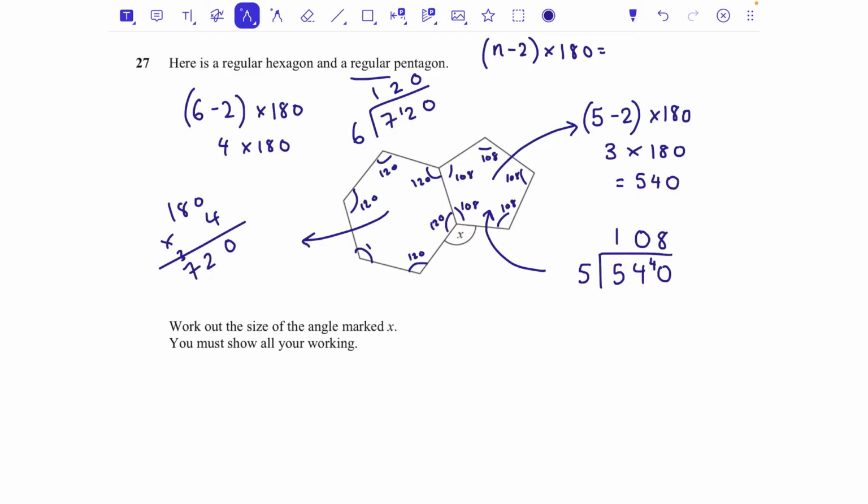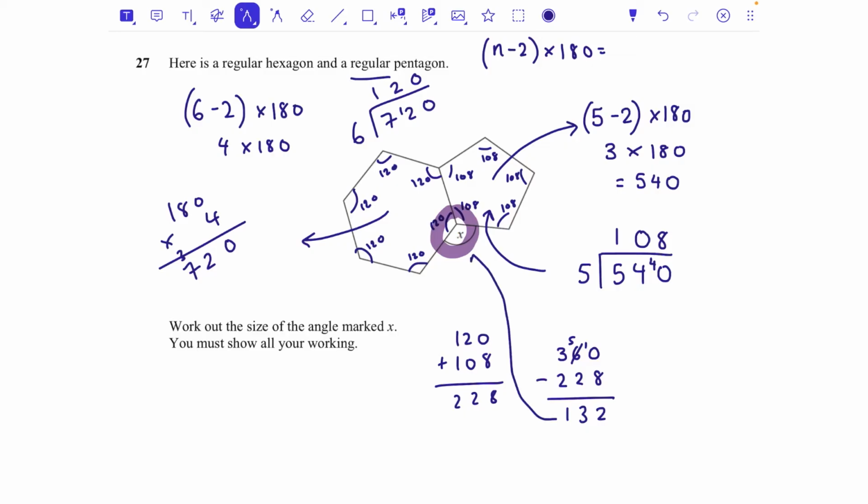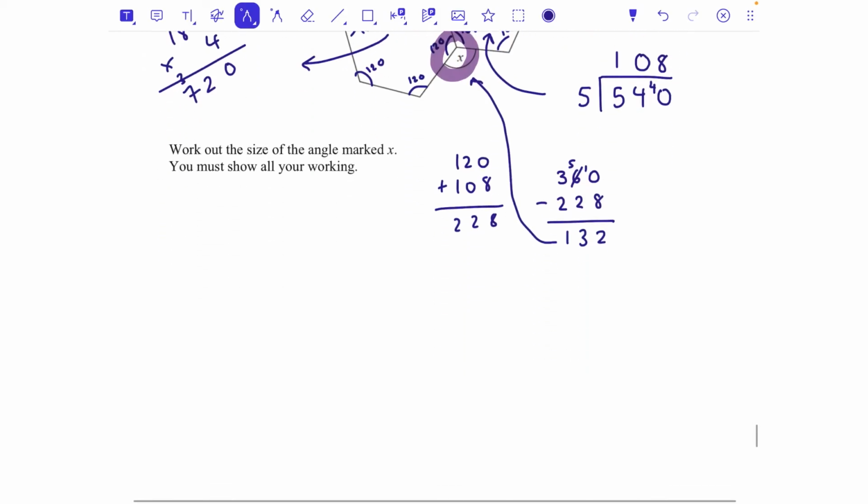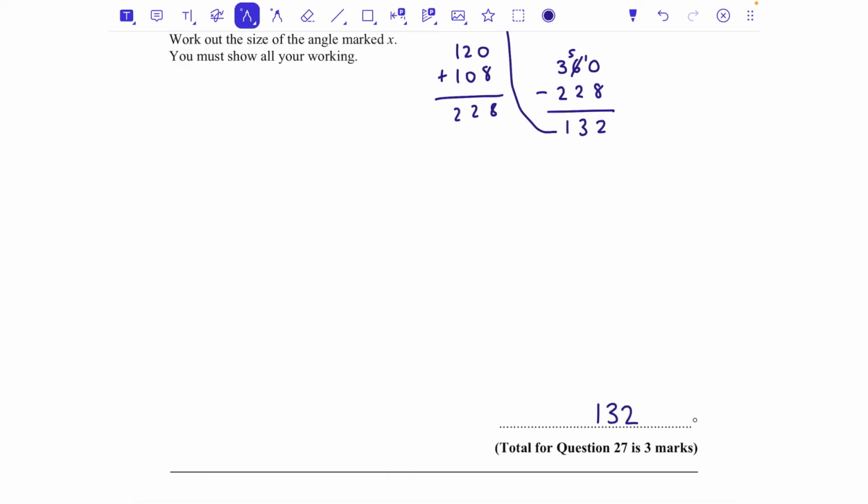Now if we come to that point where x is, I know that angles around a point, all the way around here, need to add up to 360. So I've got 120 and 108 so far, and that makes 228. I then want to take that away from 360. So 360 take away 228. If you've got more on the floor, you're going to borrow from next door. So 10 take 8 is 2, 5 take 2 is 3, and 3 take 2 is 1. So the angle there, x, is going to be 132 degrees. That was 3 marks for that one.